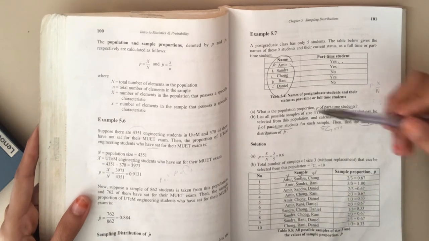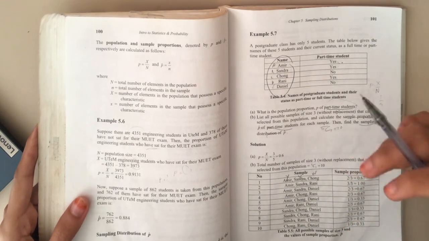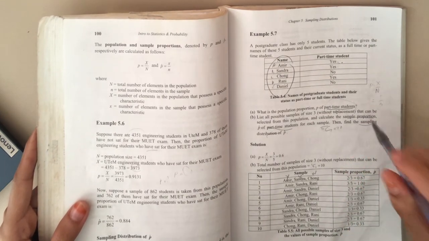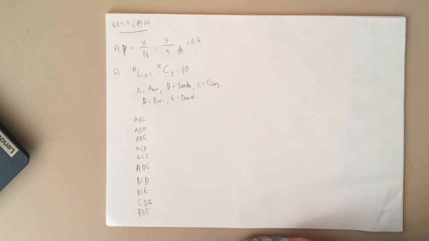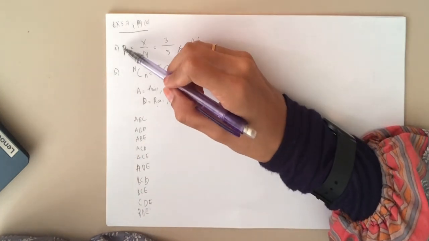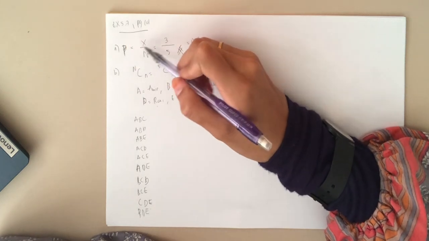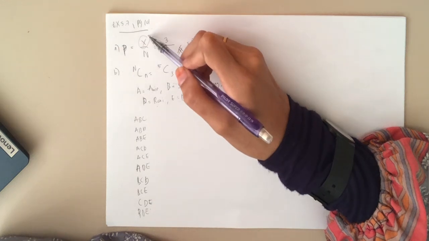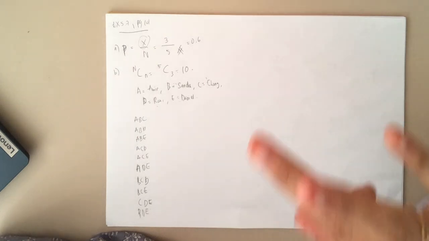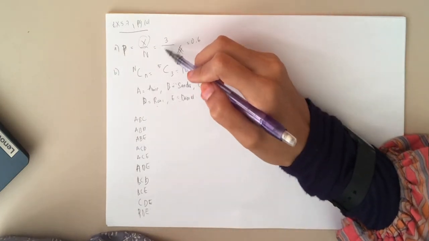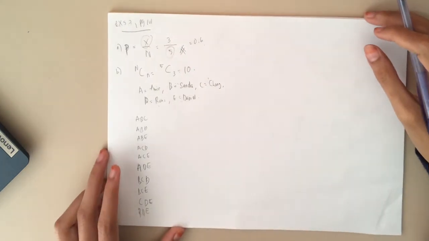Make sure you declare the category or the thing that you want to identify. Part-time here is success. And then we list down all the possible outcomes and find the sampling distribution. For A, the question asks you to find the population proportion, capital P, and it's equal to S over N. S is your success, which here is part-time. If you refer back to the table, there are only 3 part-time students. So 3 over 5, where 5 is all students here, so the answer will be 0.6. That's it. Now we go to the sampling distribution.